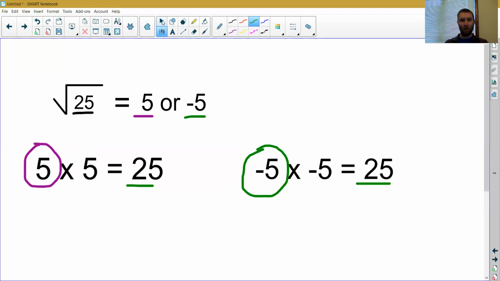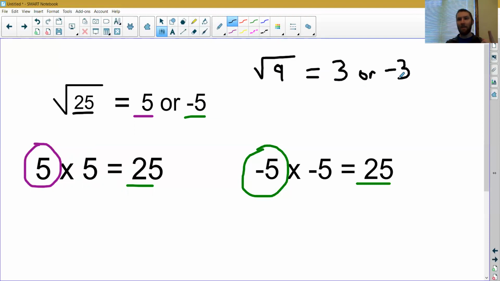All right, so for example, if I was asking you for the square root of 9, well, we talked about this in our last video, right? 9 is in our list of perfect square numbers, so we know the square root of 9 is 3. But the square root of 9 could also be -3.